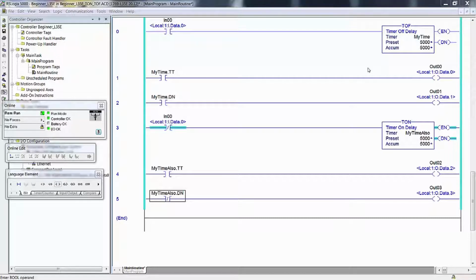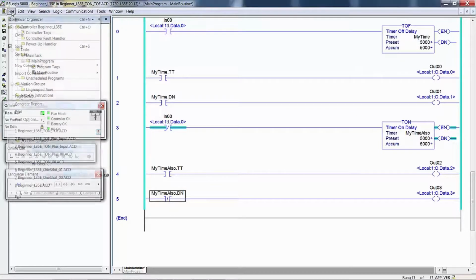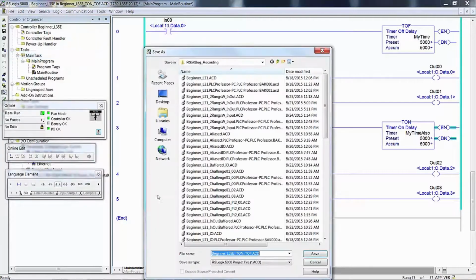Save your project, beginner, L, your processor number, TON_RTO. Up here we haven't done that yet. File, save as, and we'll change that to RTO for retentive timer on delay.